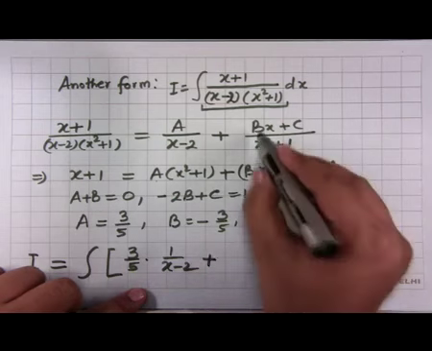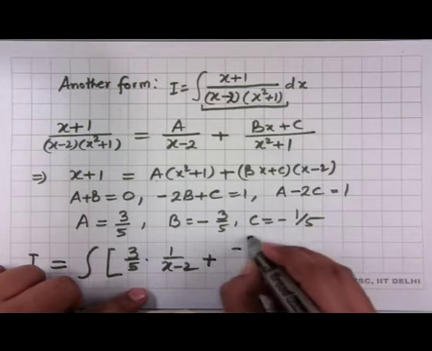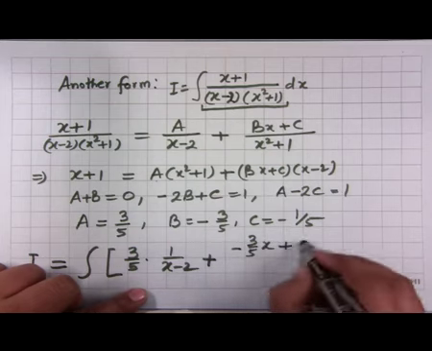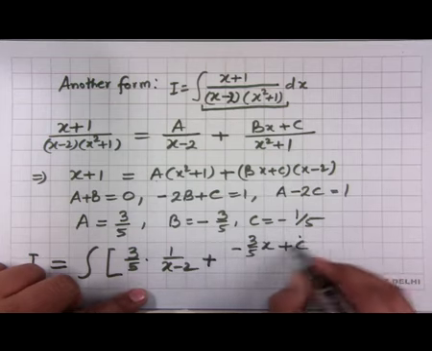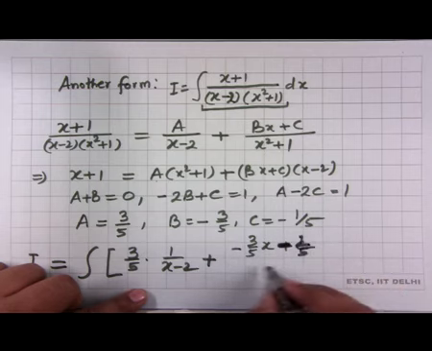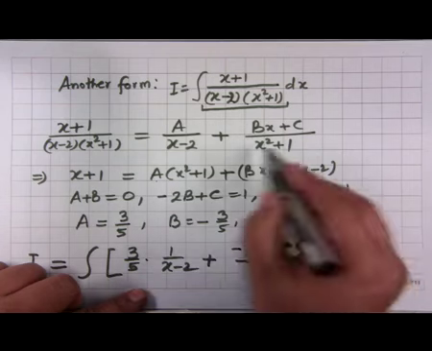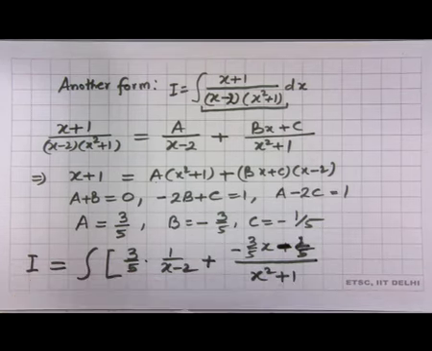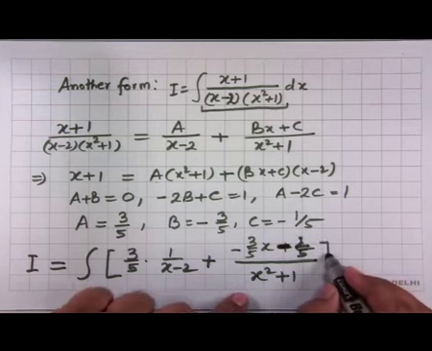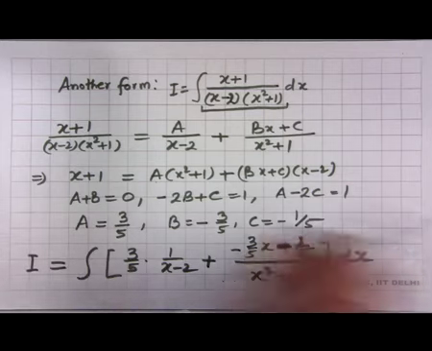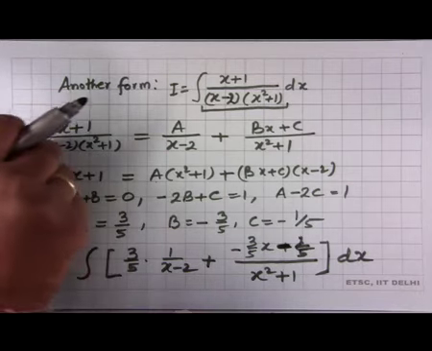plus B is minus 3 by 5. So, minus 3 by 5 times x plus C is minus 1 by 5, minus 1 by 5, divided by x square plus 1 dx. So, this entire integral now turns out into this form.